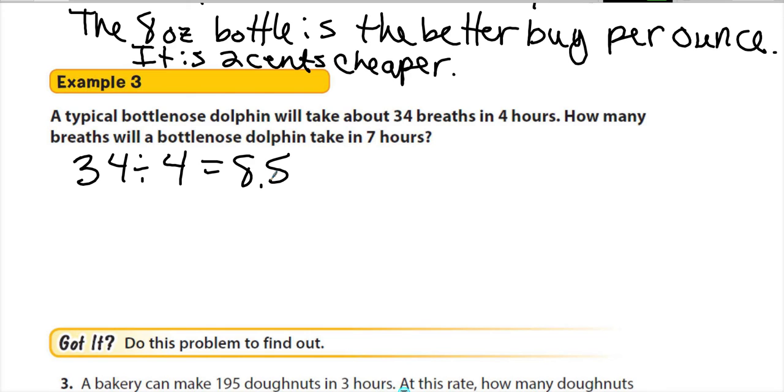Okay, so now we have to think. I know how much it is for 1 hour, but I've got to figure out how much it's going to be for 7 hours. So think to yourself, if I know what it is for 1 hour, how am I going to figure out what it is in 7 hours? Well, in this case, we just multiply by 7. So we're going to take 8.5 times 7, and that's going to come out to 59.5.